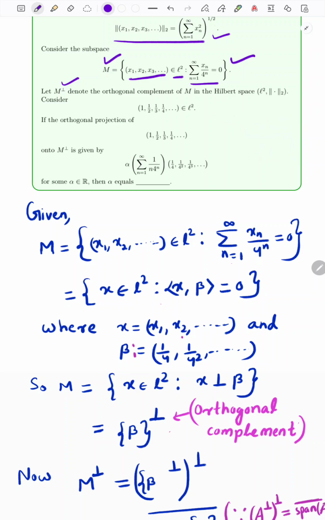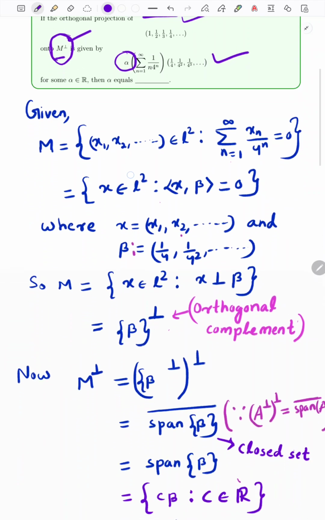Then in the question, we have to calculate the orthogonal projection of the given element over the space M perp, and its value is given, and the unknown thing is alpha. We have to evaluate the value of alpha. This is the main purpose of this question. But before calculating the projection of this vector over M perp, we do not know what the space M perp is. First of all, we have to calculate this space M perp.